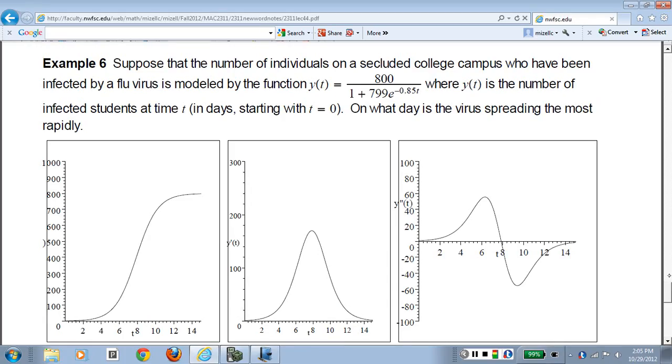This one looks like a good one to use something like GeoGebra for. So you can see, let me just kind of point at the graph. I'm not going to take this function and try to calculate its derivative.